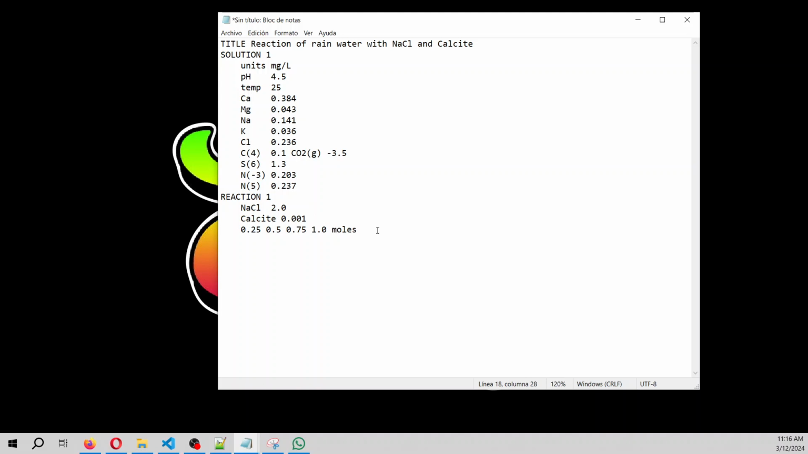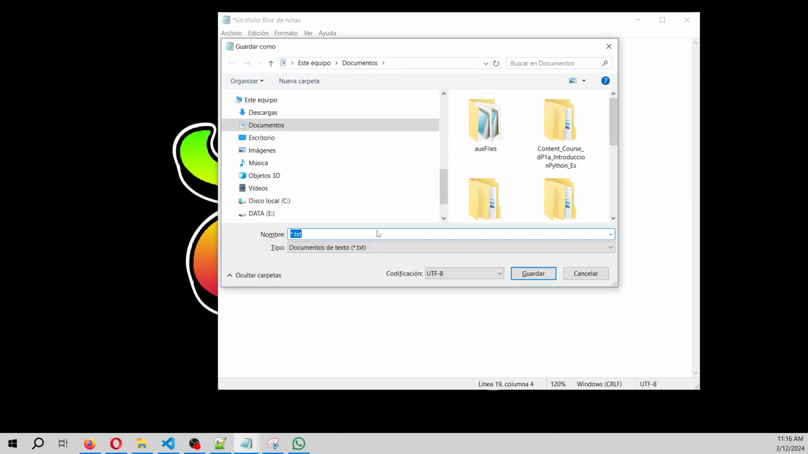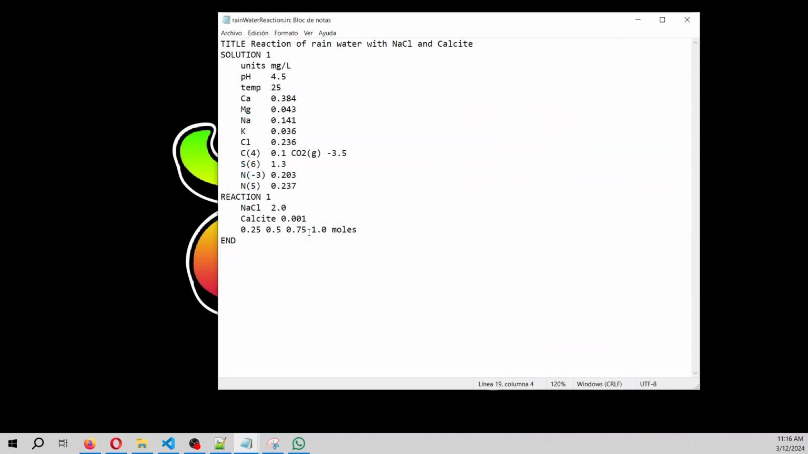Now we save that as a file called rainwater reaction .in. It needs to have the extension in, otherwise it won't be recognized by Aquifer app. Now we can close it.